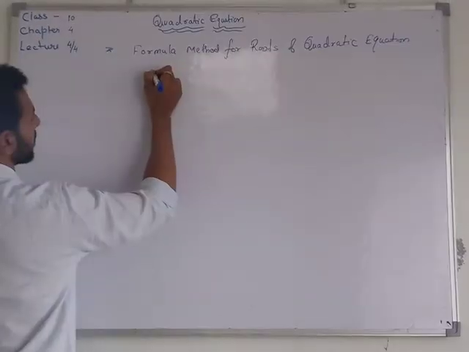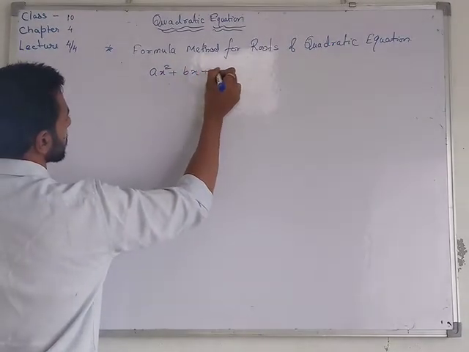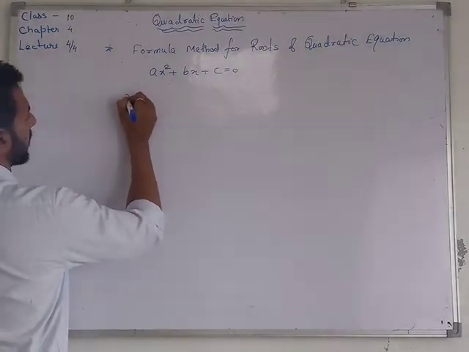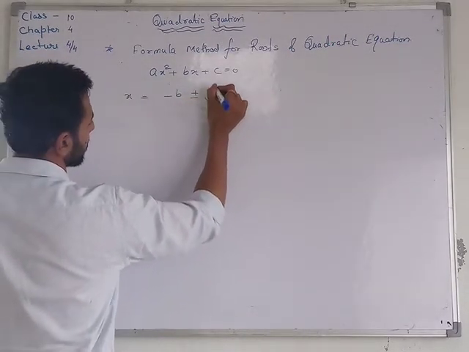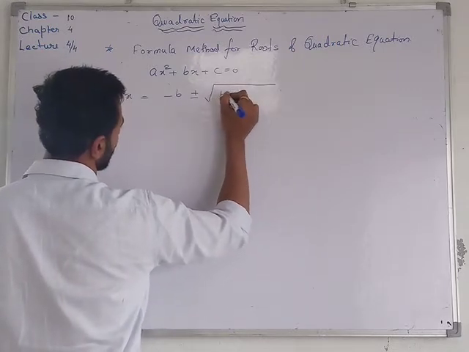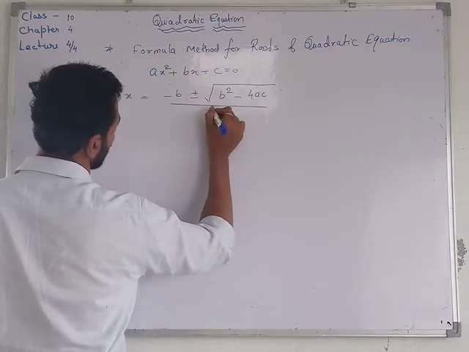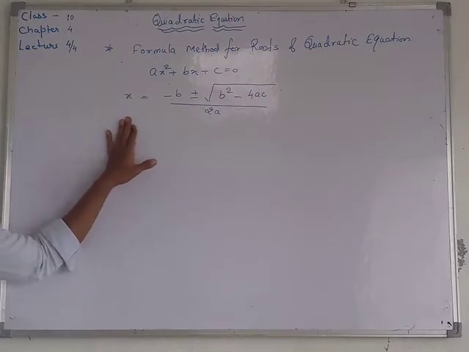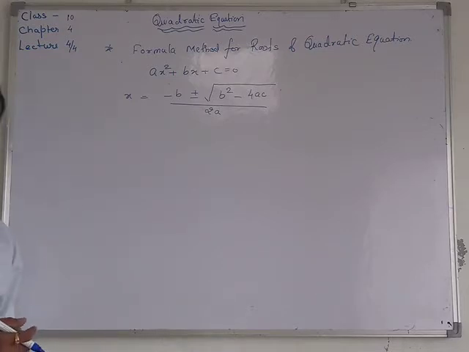The general expression for the quadratic equation is ax square plus bx plus c is equal to 0, and x is equal to minus b plus minus under root of b square minus 4ac divided by twice of a. This is the formula for identifying the roots of the given quadratic equation. Let us see how we can solve the problem based on this formula.